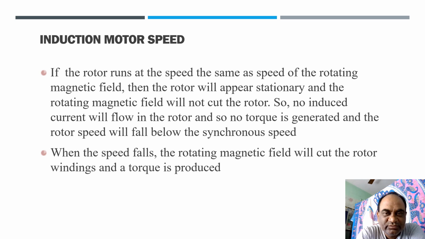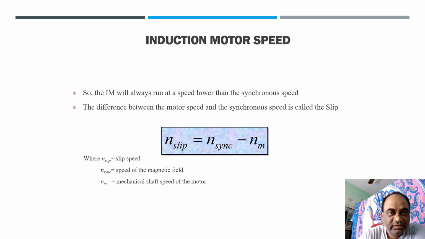As I told you, for this conversion from electrical energy to mechanical energy, it is essential that some EMF be there in the rotor circuit, and subsequently some current, so that this conversion keeps on taking place. So when the speed falls, the rotating magnetic field will cut the rotor windings, and torque is produced. This part I have already explained to you.